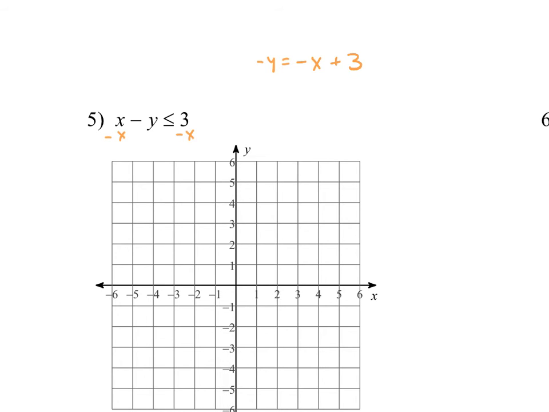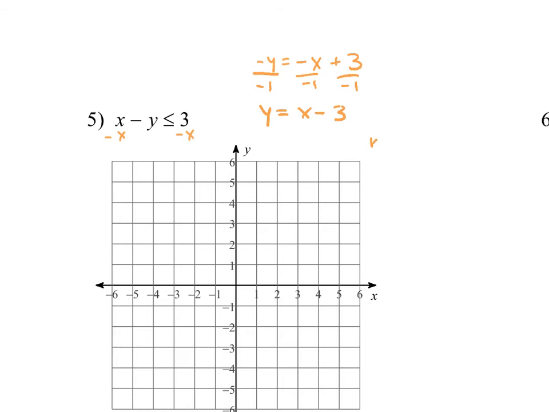Sienna, what'd you say? Divide. Perfect. So negative 1's being multiplied to that y. So to get rid of it, we're going to divide everything by negative 1. So we just have to change the signs of everything in our equation. So we have y is equal to x minus 3. So negative x divided by negative 1 is positive x. Positive 3 divided by negative 1 is negative 3. So now we have this in the form we want.